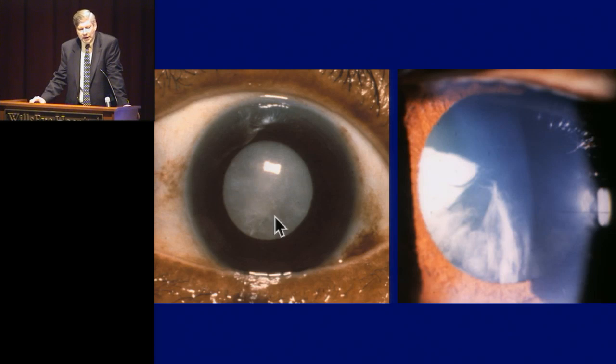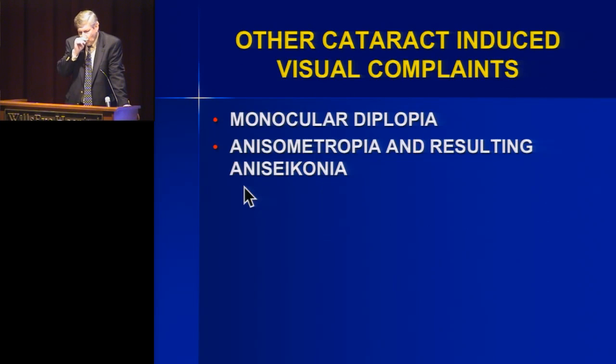Here's a patient with a white lens, a white cortical cataract, and these create a whole set of additional issues when you get to the operating room and have to be dealt with in a different way. But certainly a type of cortical cataract, and obviously this patient's vision is in the range of hand motions or light perception.